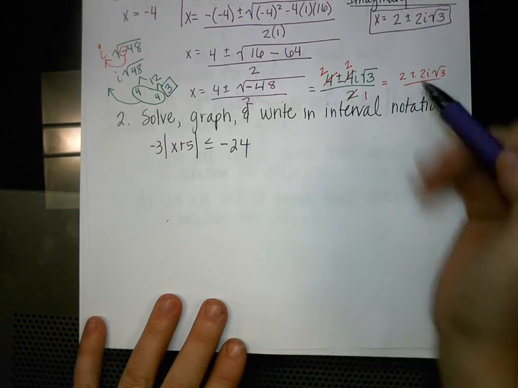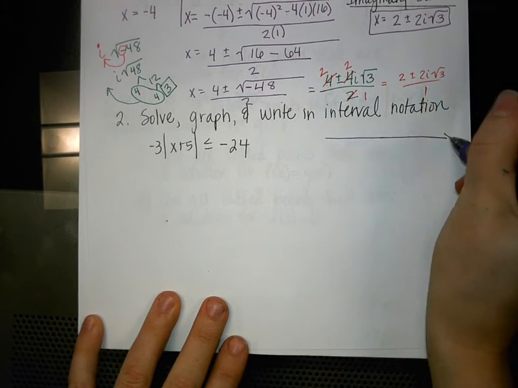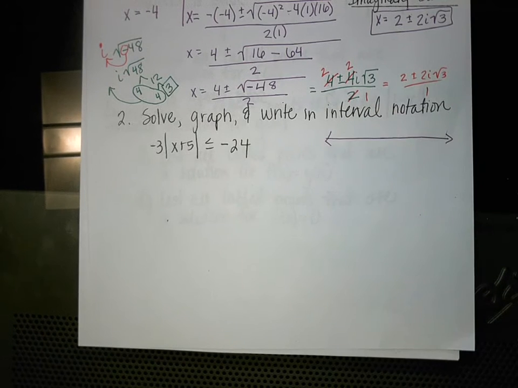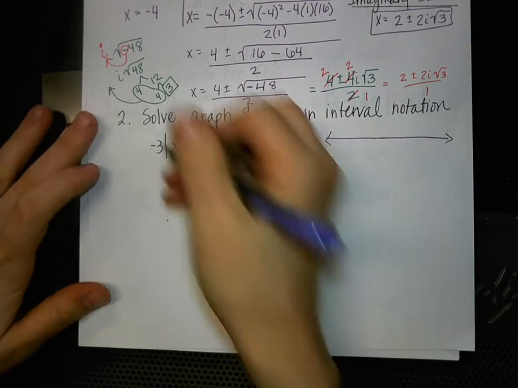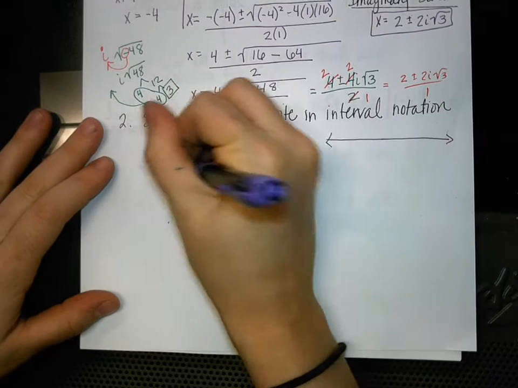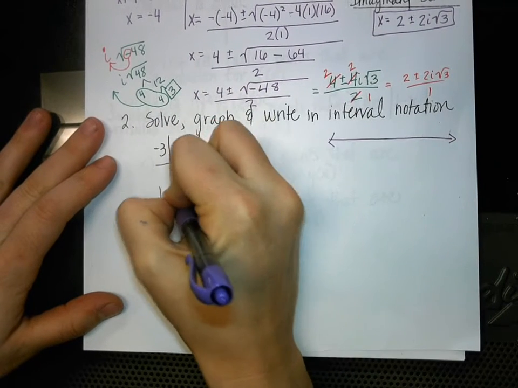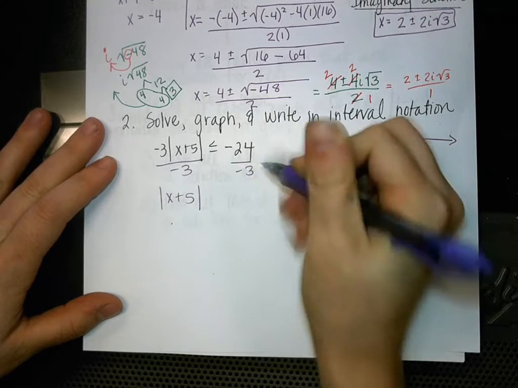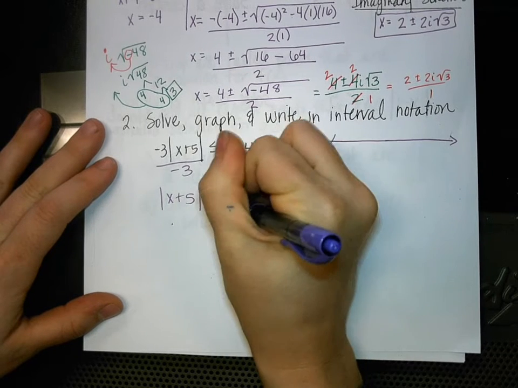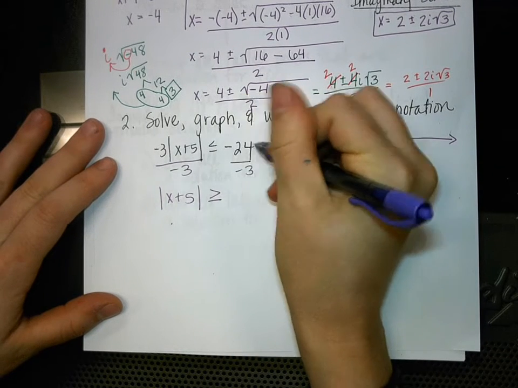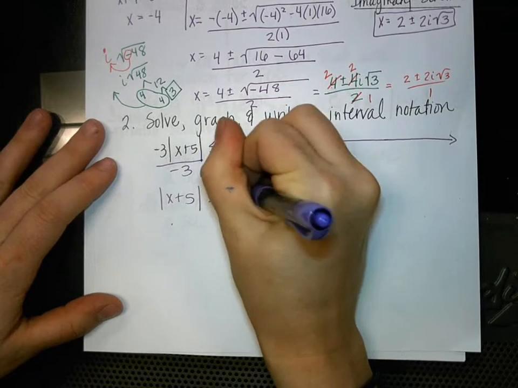The graph is on a number line, so you'll just graph that on a number line. But I need to solve for x before I can graph it. The very first step is to isolate your absolute value. So I'm going to divide each side by -3. When you divide by a negative, your sign flips. So -24 divided by -3 is positive 8.